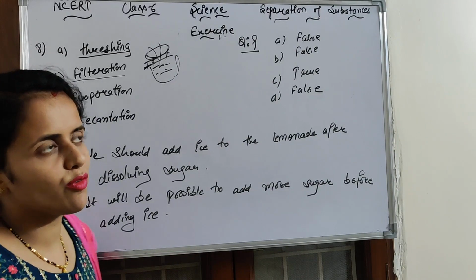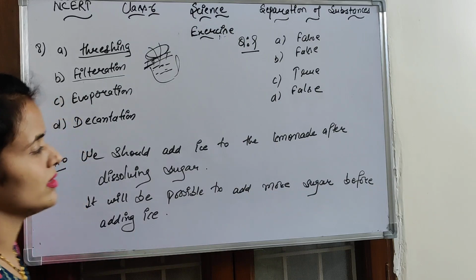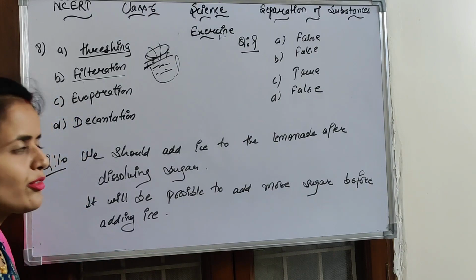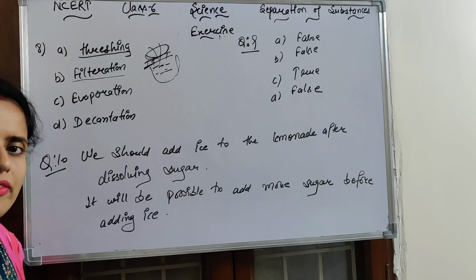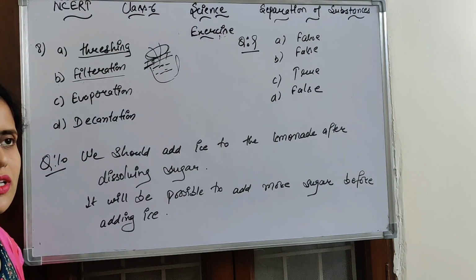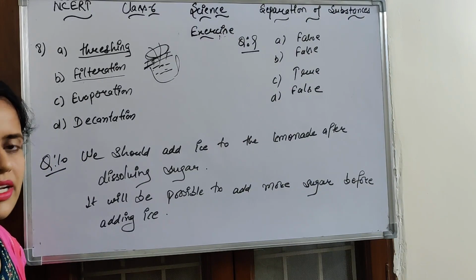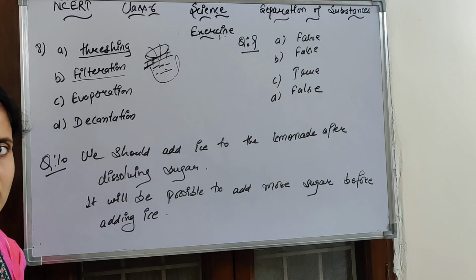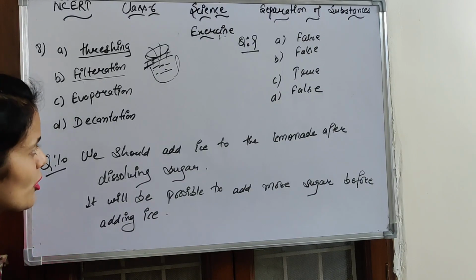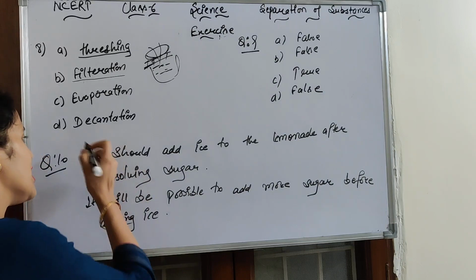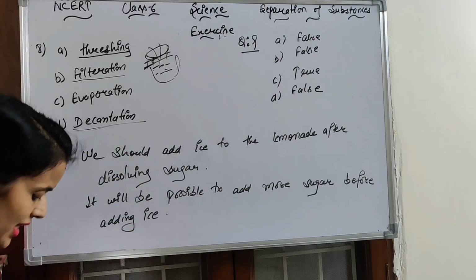When a bucket is full of muddy water and we leave it over the night, what will happen? The clear water becomes the upper layer of the bucket and we pour off the upper layer of the water, we get clear water and we leave the mud in the bucket, and this process is known as decantation.